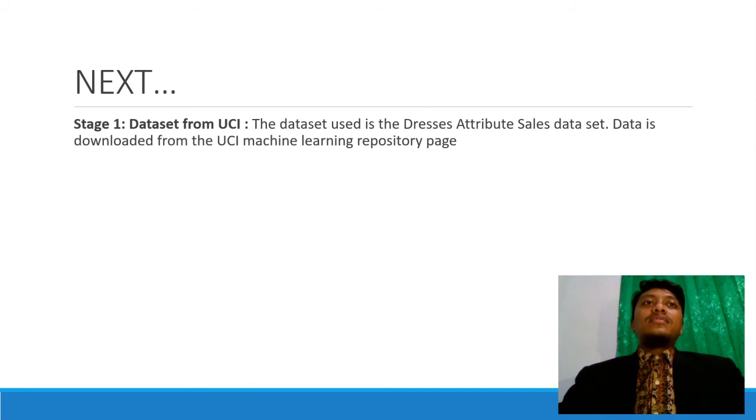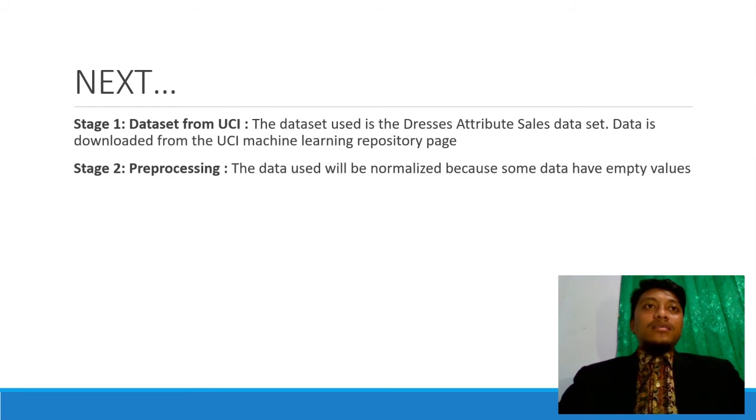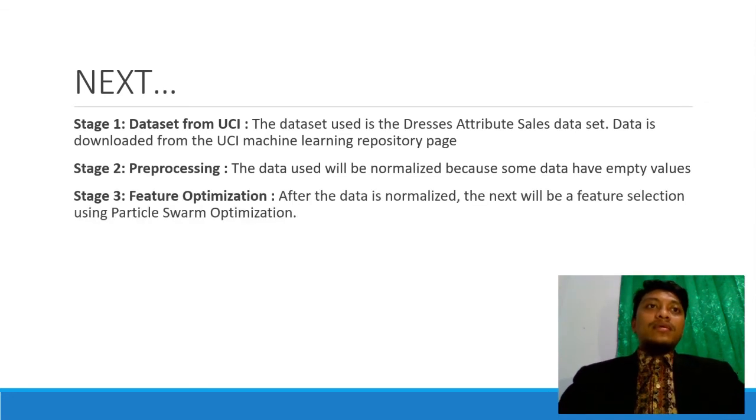The next, stage number one, dataset from UCI. The dataset used is the dress attribute sales dataset. Data is downloaded from the UCI machine learning repository page. Stage 2, pre-processing. The data used will be normalized because some data have missing values. Stage 3, feature optimization. After the data is normalized, the next step is feature selection using particle swarm optimization.